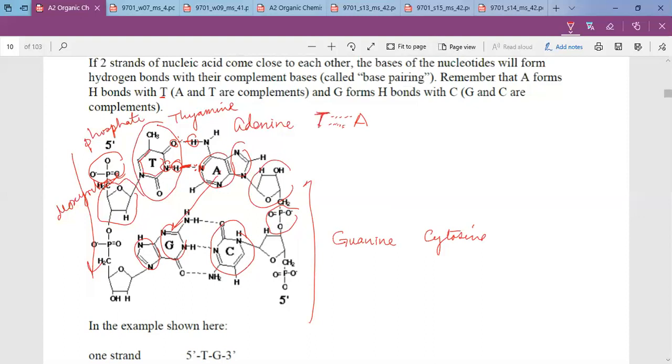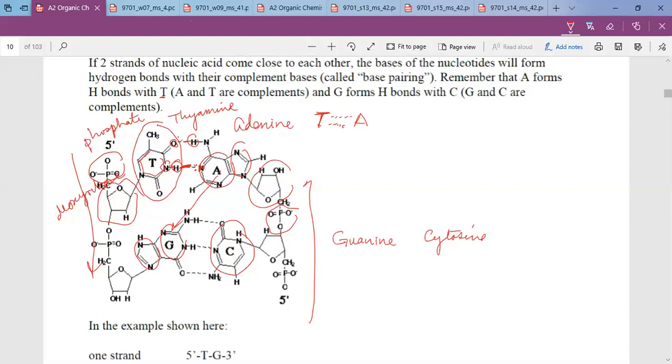They are strong enough to hold the two strands together in a helical spiral called an anti-parallel spiral. They are strong enough to hold them together, but weak enough for you to break at room temperature with polymerase and some of these enzymes, for the cells to replicate and produce more DNA.